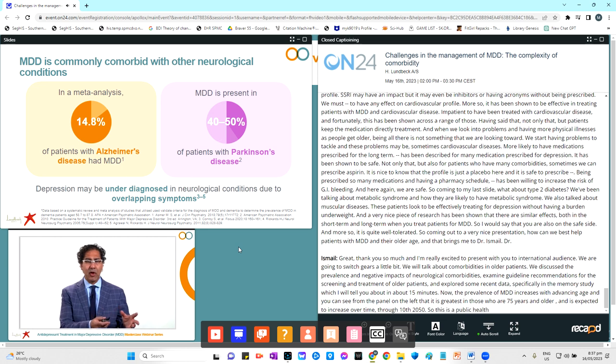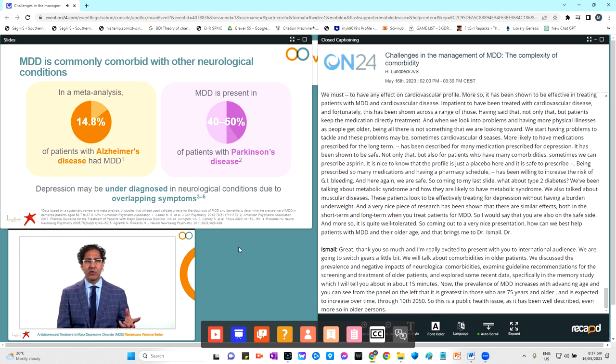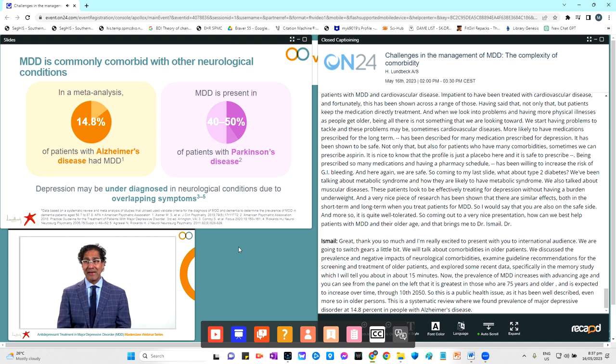From the panel on the left, this is a systematic review and meta-analysis where we found prevalence of major depressive disorder of 14.8% in people with Alzheimer's disease. From another study on the right, they found a 40 to 50% comorbidity in Parkinson's.